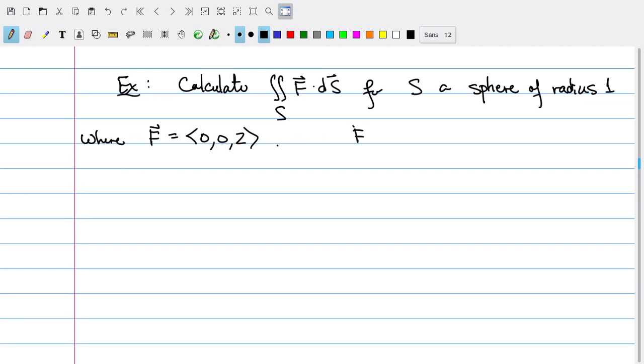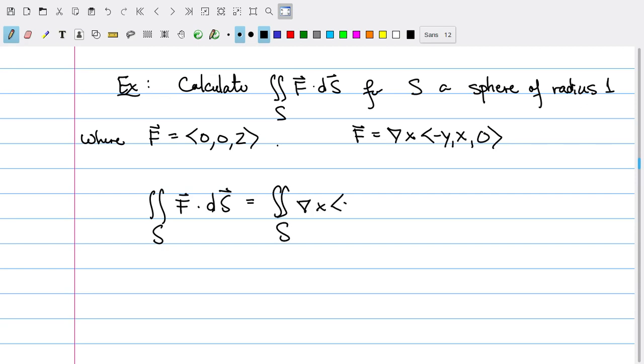that f is already equal to the curl of a vector field, specifically the curl of the field (-y, x, 0). So the integral that I want to do over that closed surface is equal to the integral over that closed surface of the curl of (-y, x, 0). And as we just talked about, the integral of a curl over a closed surface is always going to be 0. So boom, we're done.